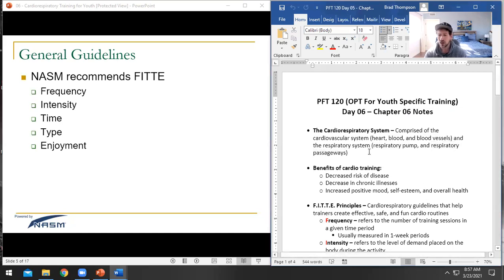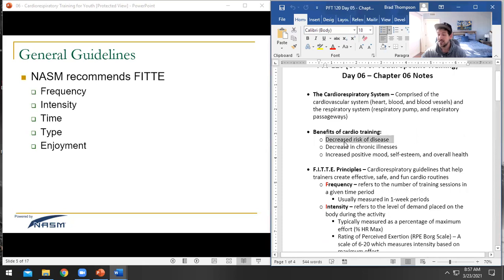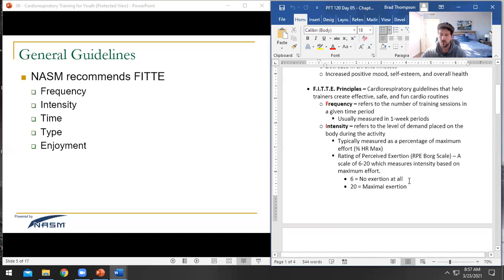So cardiorespiratory exercise, going out for a run or playing a pickup game on the weekend or whatever, all that is incredible for you. And it really does have a lot of very big positive effects. So we see our benefits here, right? Like I said, decreased risk of disease, decreasing chronic illnesses, right? Like if we talk about reducing your risk for diabetes, we're also going to see a reduction in chronic illnesses like maybe osteoporosis or even just general lethargy. And like I said, increased positive mood, increased self-esteem, and a development of overall health.